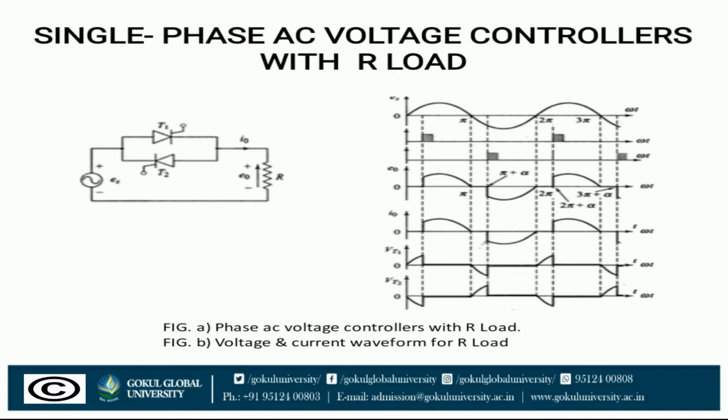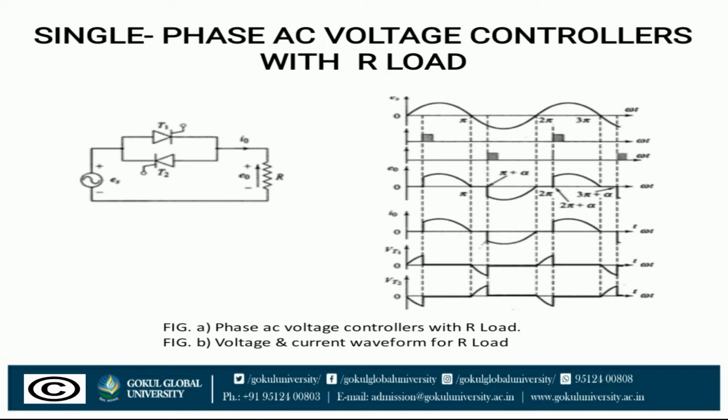So the voltage across the thyristor while it is not conducting is called the thyristor voltage. It is given by VT1. In the diagram you can observe it. And when VT1 is conducting, VT2 will be in reverse. Okay, and the final waveform you can see. So this is a single phase AC voltage controller with R load.